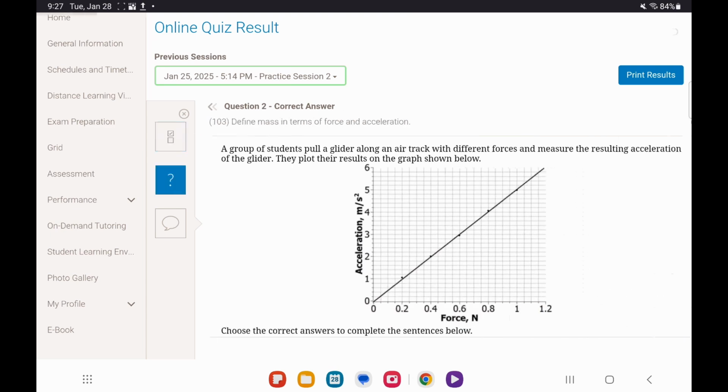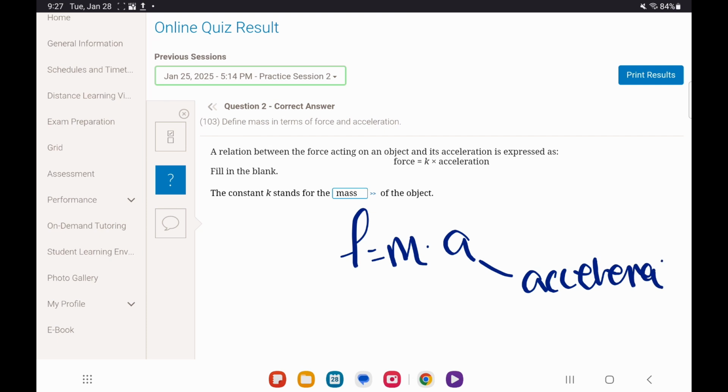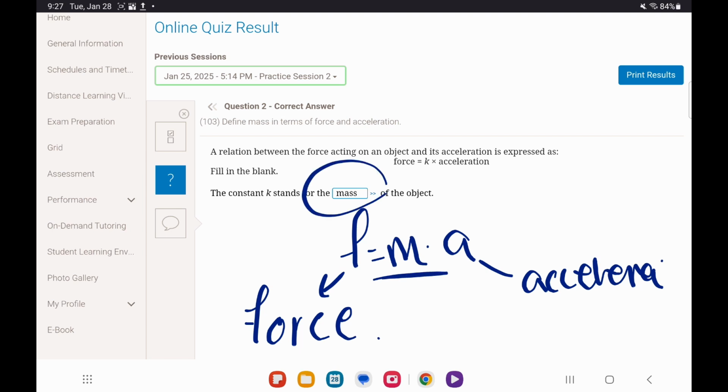Now let's go to the second question, which is the last question. We literally solved this right now. We know the rule is F equals ma. A is acceleration. You get what I mean, it doesn't need to be nice handwriting. And the F is force. Okay, then what is m? It's mass. That's literally it.